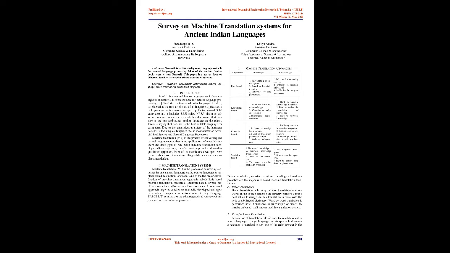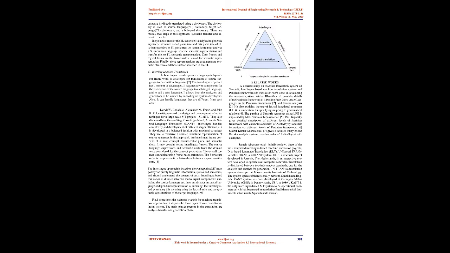Direct translation, transfer-based and interlingua-based approaches are the major rule-based machine translation techniques. A. Direct translation. Direct translation is the simplest form of translation, in which words in the source sentence are directly converted into the destination language. In this, translation is done with the help of a bilingual dictionary. Word-by-word translation is performed here. Anusaaraka is an example of a well-known direct translation-based machine translation system.